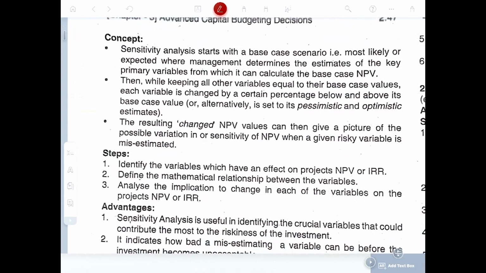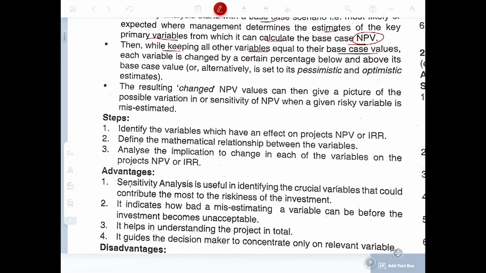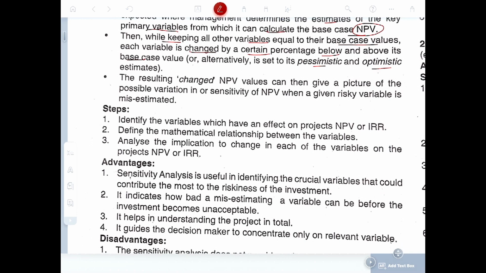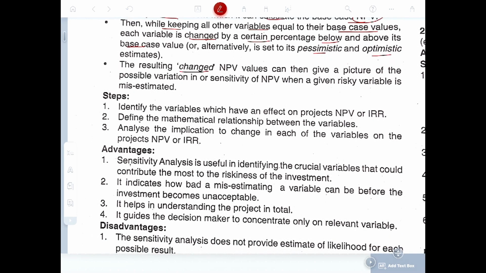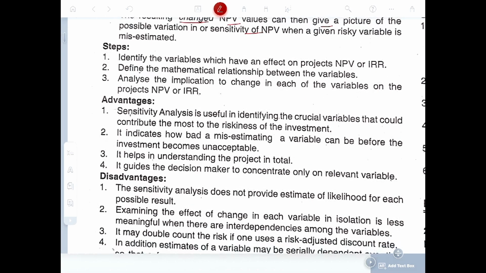So, sensitivity analysis concepts. Sensitivity analysis starts with the base case scenario, that is the most likely or expected case, when management determines the estimates of the key primary variables from which the base value net present value is calculated. While keeping all the other variables equal, each variable in the base case is changed by a certain percentage below and above its base case value. That is the pessimistic and optimistic estimate. The resulting change in net present value can be given as a picture of possible variation of the net present value for the given risk variable which is estimated.